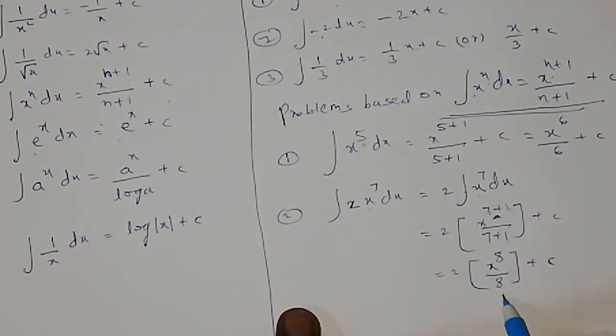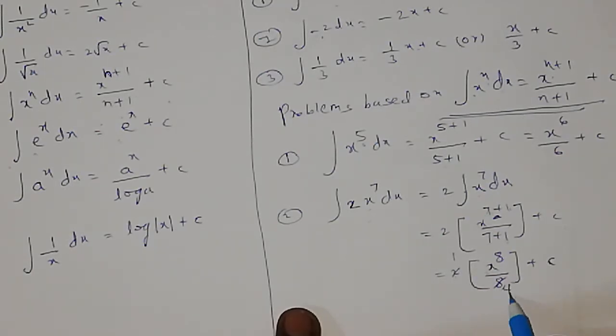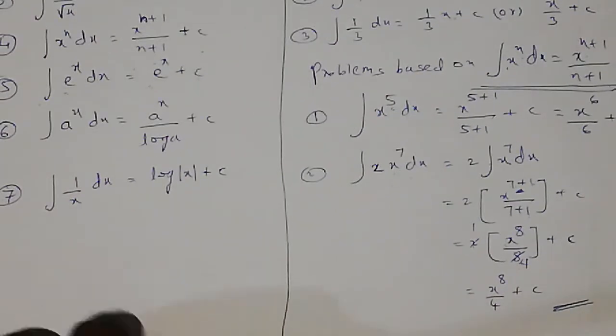So here 8 is in the denominator and here 2 is nothing but a multiple of x power 8. So we can cancel 2 to 8. Same, cancel: 2 1s are 2, 2 4s are 8. So what are you getting here? x power 8 by 4 plus 8. So this is the final answer of 2 into x power 7. Clear boys? Is it clear for all of you?